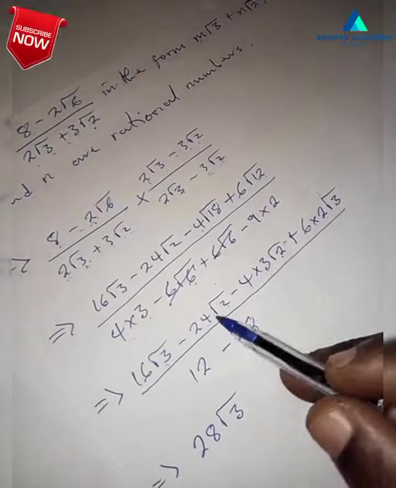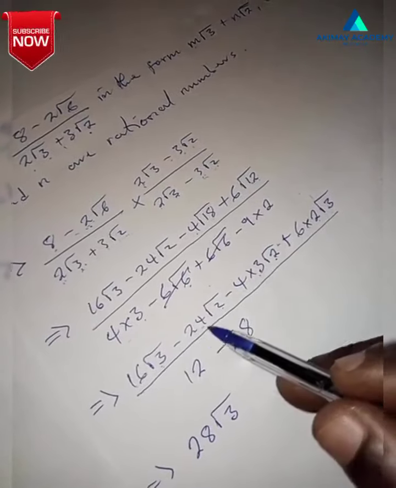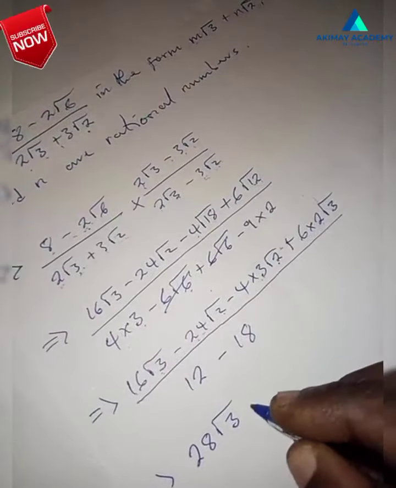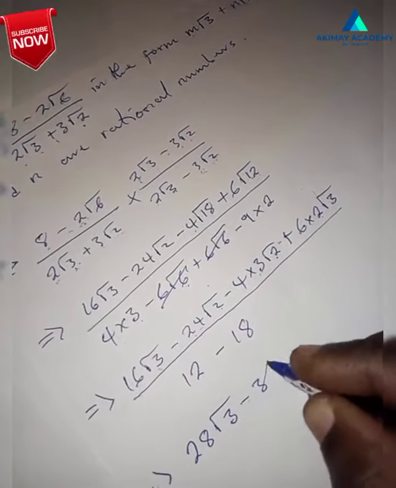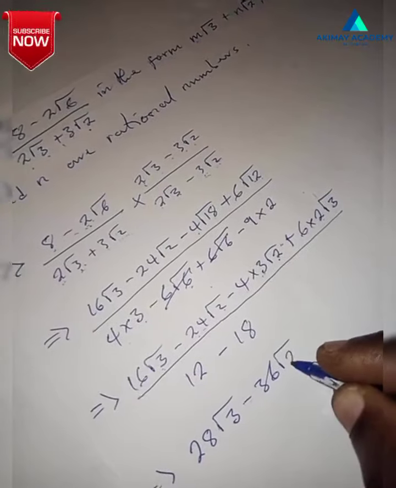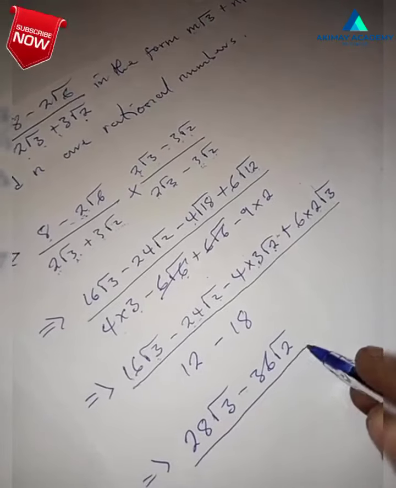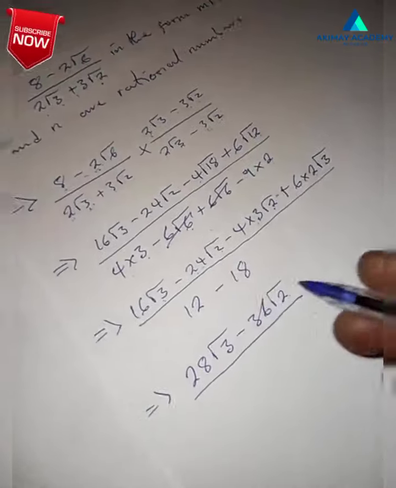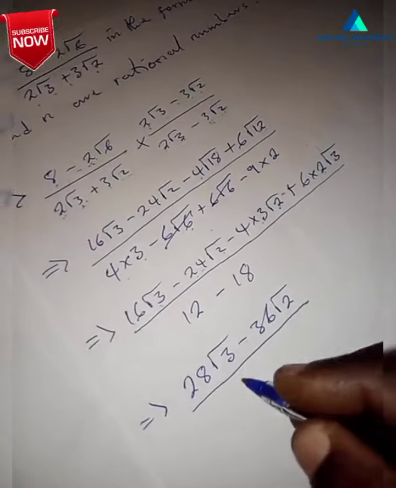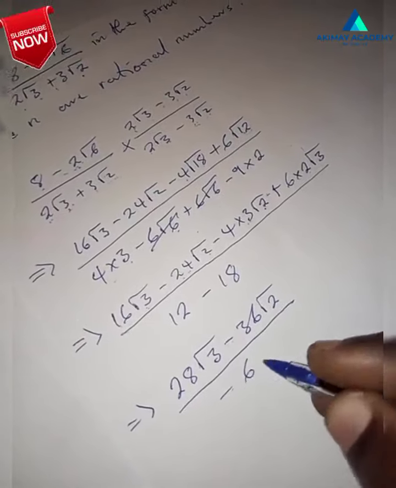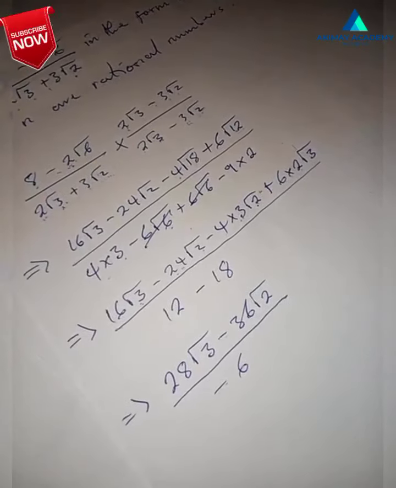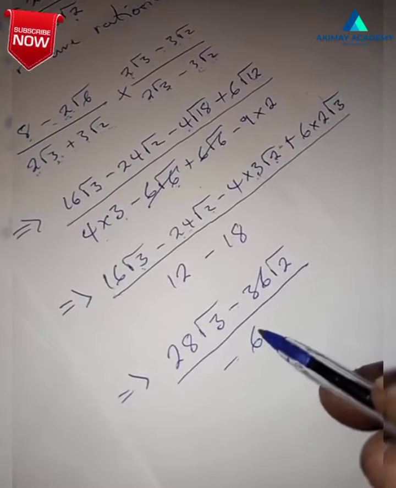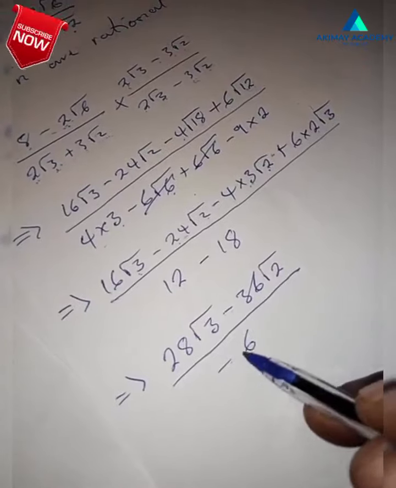Then we come to minus 24 minus 12. This one will give us minus 36 root 2. Now you have 12 here. 12 minus 18 gives us minus 6, right? Good. So at this point, you can see we have only one rational number sitting here, which is minus 6.